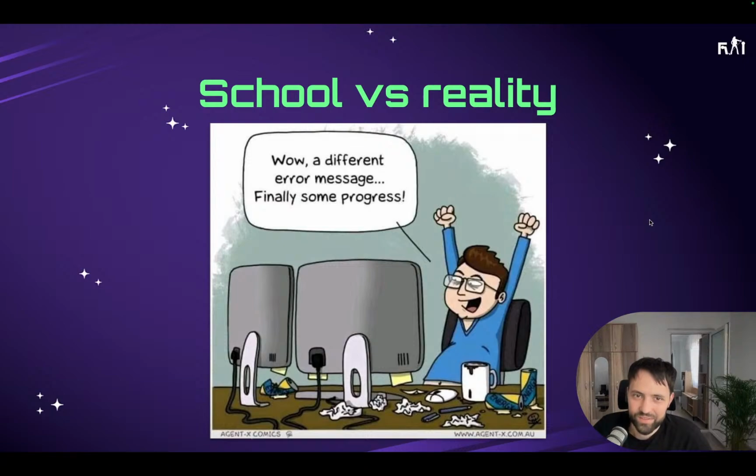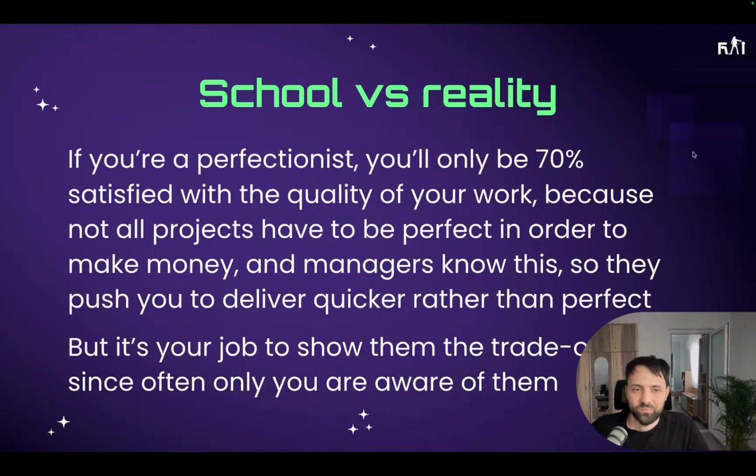Yeah, school versus reality. If you've been a developer, if you're not an absolute beginner, you vibe with this one. If you're a perfectionist, you'll only be like 70% satisfied with the quality of your work, because not all projects have to be perfect in order to make money. And managers know this, so they push you to deliver quicker rather than perfect. But it's your job to show them the trade-off, since often only you are aware of them.